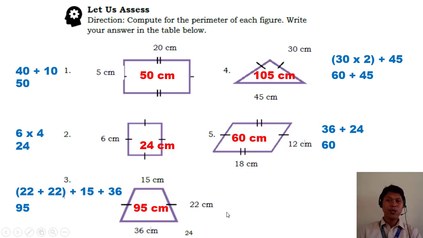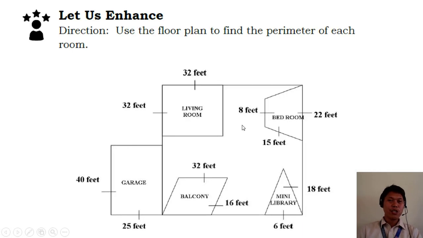Okay, so I hope that you got the correct answers. Okay, so we are going to proceed to the last part of this, or the let us enhance activity of your module. This is page 25. Sorry, this is not the last part, but this is the last part that I will be discussing in this video. Okay, so using the floor plan, we are going to look for the perimeter of each part of the room or part of the house.